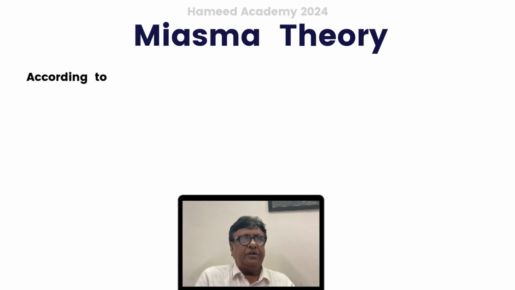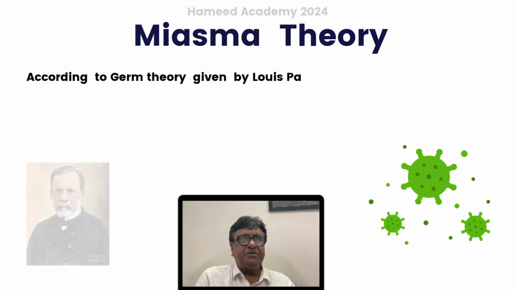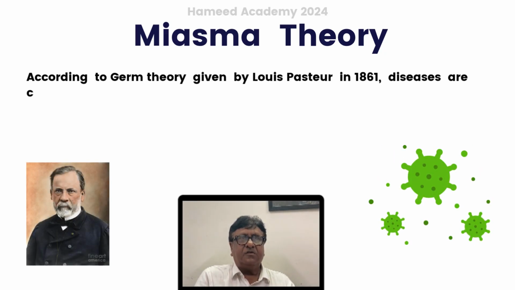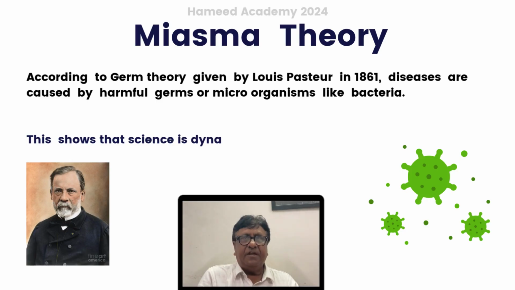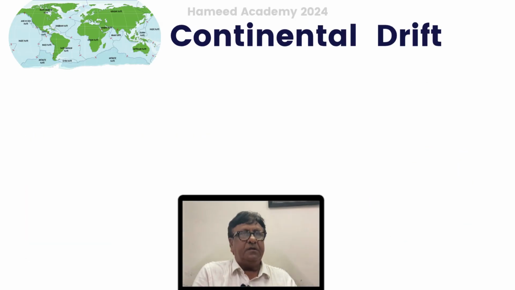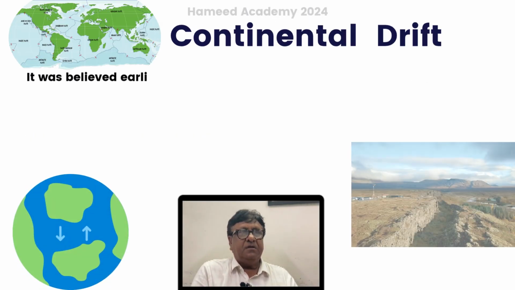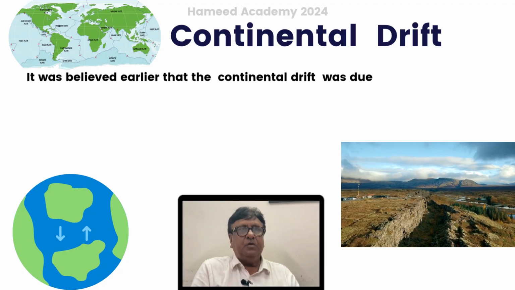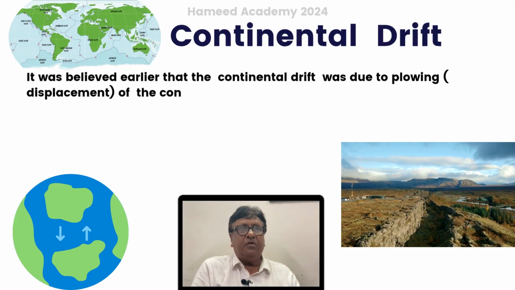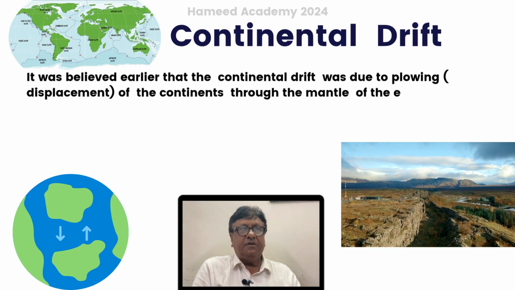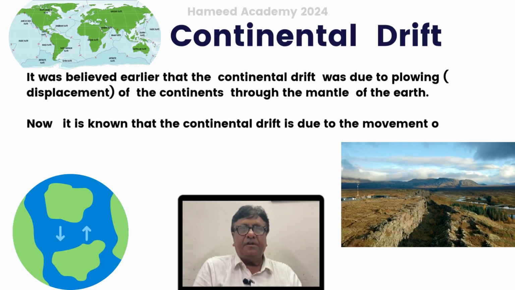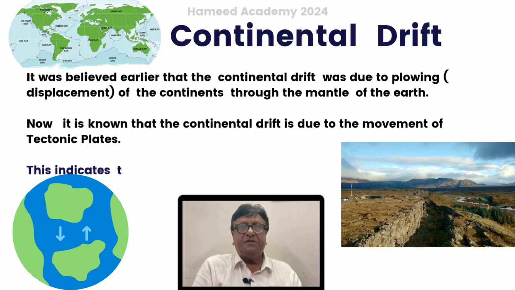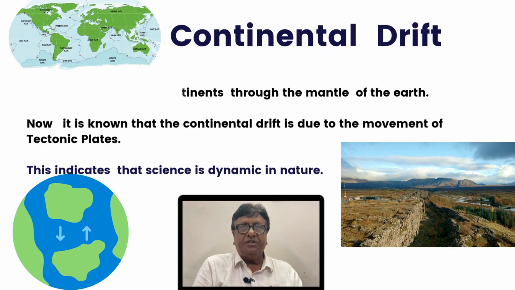But now, according to the germ theory given by Louis Pasteur in 1861, diseases are caused by harmful germs or microorganisms like bacteria. This shows that science is dynamic in nature. Continental drift. It was believed earlier that the continental drift was due to plowing, that is displacement of the continents through the mantle of the earth. But now it is known that continental drift is due to the movement of tectonic plates. This indicates that science is dynamic in nature.